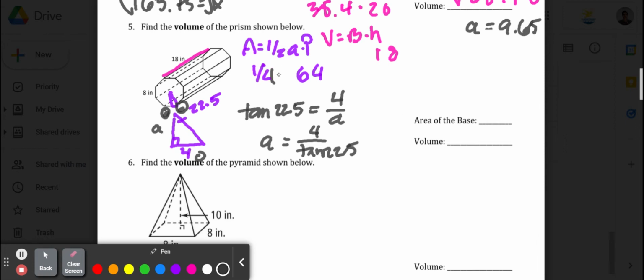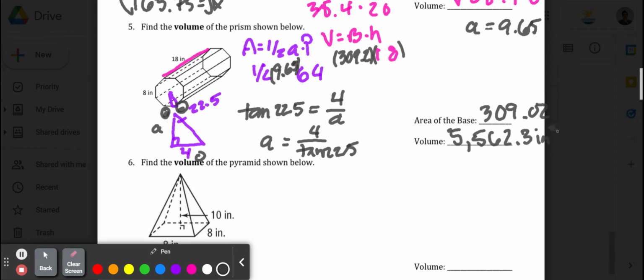And so that's what I'm going to plug in right here for my apothem, which is not a lot of room to write that on this pen. But we're going to multiply by 64 and divide by 2. And I got about 309.02. That's the big B, 309.02 times 18, which is the height. And we get 5,562.3, and that's going to be cubic inches.